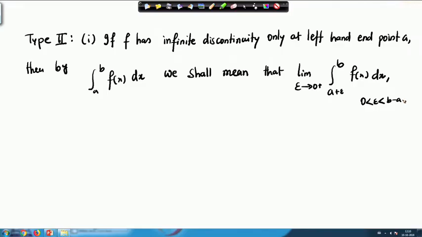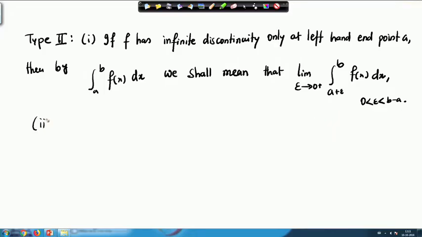So that means if we have an infinite discontinuity, let's say at the left end point, then in that case we add a little bit epsilon, where epsilon is an arbitrary small positive real number, to the left end point, and then this will give us the value of the integral. So we just get rid of that point where the discontinuity happens, and then we try to evaluate the integral, and afterwards we make epsilon go to 0, and that limit will actually be the value of our improper integral.